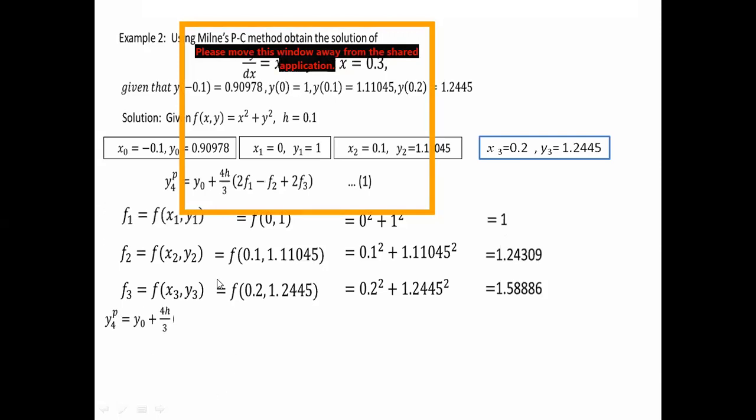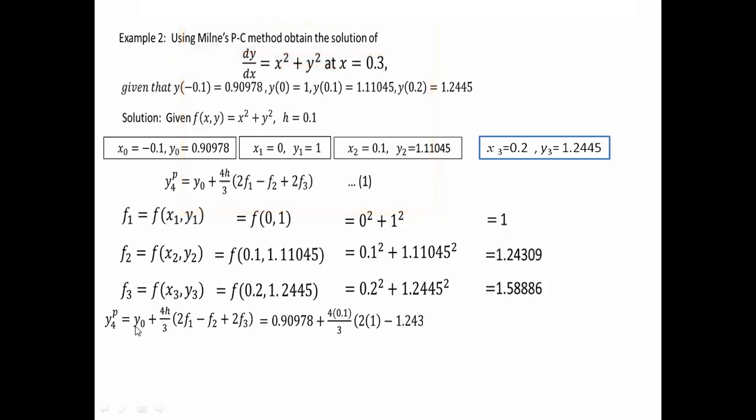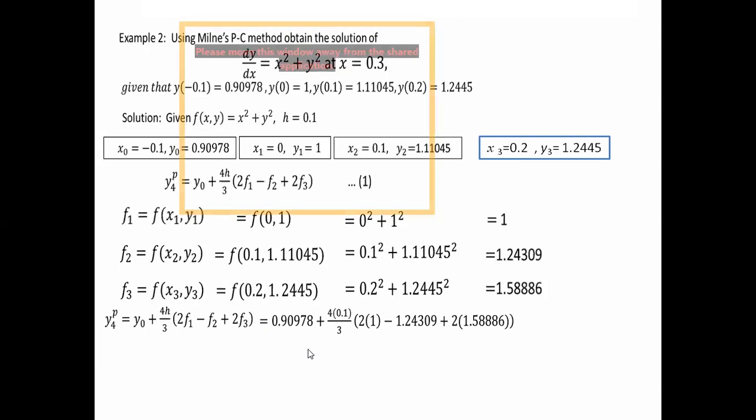By knowing these three values, we can predict the value of y at x equal to x4. It is denoted by y suffix 4 to the power p. This is the prediction formula. All these values are known. y0 is here 0.90978. But while taking y0, this value is to be considered, right? And this is 4h by 3, 2 times f1 minus f2 plus 2 times f3. The formula substituted and see what this value is. It is observed that this value is equal to 1.4344. So like that, you have to calculate and get it.